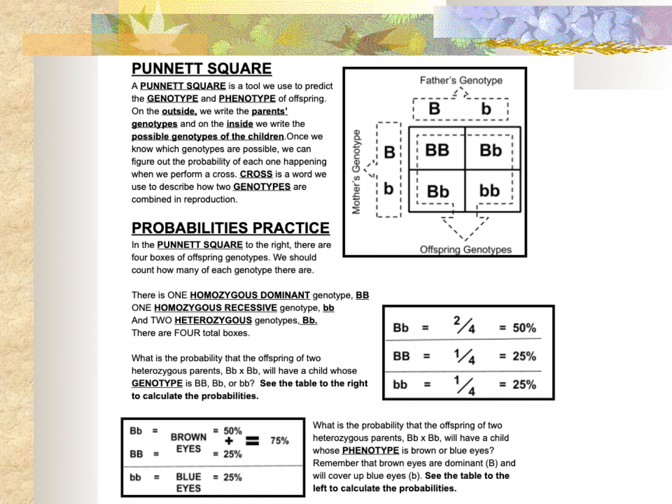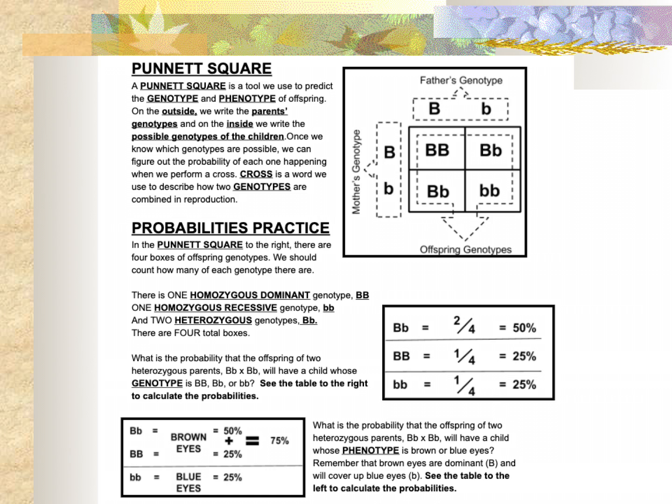Here we have eye color, where both the mother and father are heterozygotes, having one gene for brown eyes and one gene for blue eyes. Here we see one of the offspring will have two dominant genes, two of the offspring will have one dominant and one recessive gene, and one of the offspring will have two recessives.